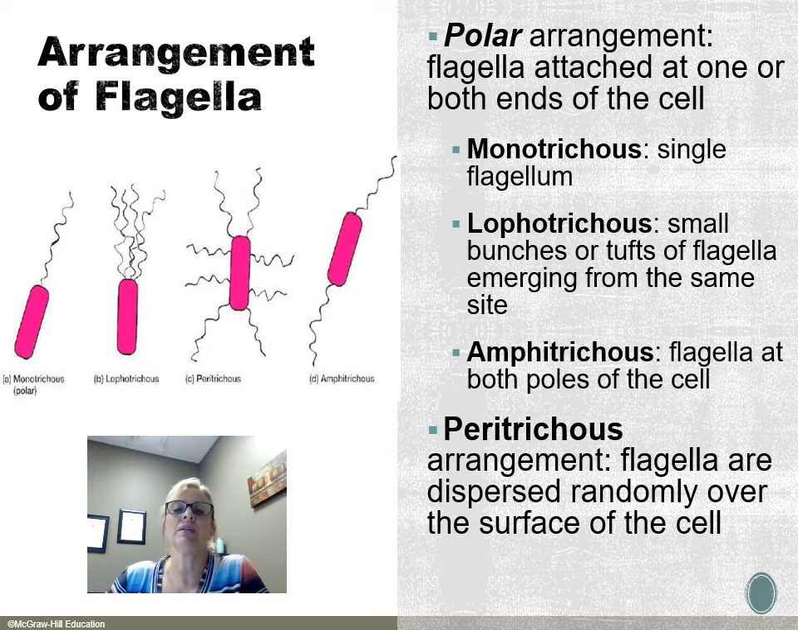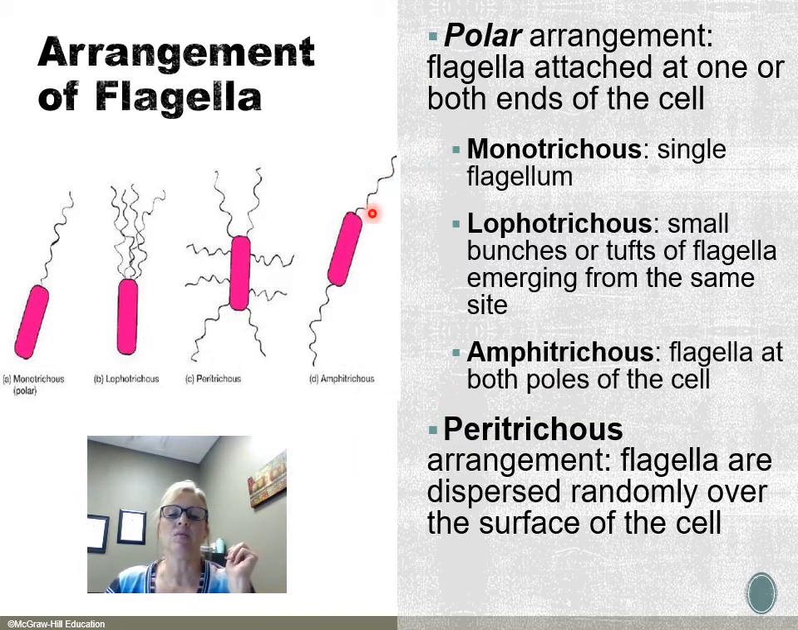We have monotrichous, mono meaning one, and that's going to be this guy here that has it attached to one end. Okay, and then we have lophotrichous, and that means bunch or tuft, and so you can see there's several of them on one particular side, okay, and then amphitrichous. Amphitrichous, the way you can remember this one is if you are ambidextrous, you can use both hands, correct? And ambi and amphi basically mean the same thing, okay? So both ends will have flagella, all right? So that is this guy here.